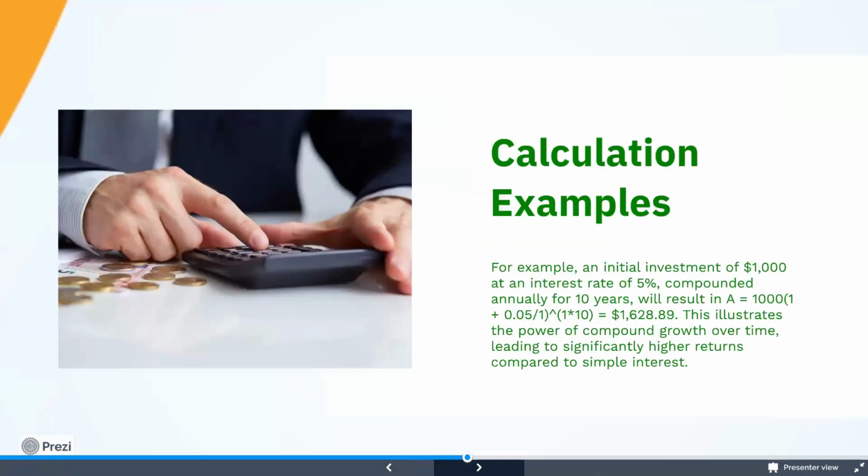Calculation examples. For example, an initial investment of $1,000 at an interest rate of 5% compounded annually for 10 years will result in A equals 1,000 times (1 plus 0.05 divided by 1) to the exponent of 1 times 10, equals $1,628.89. This illustrates the power of compound growth over time, leading to significantly higher returns compared to simple interest.